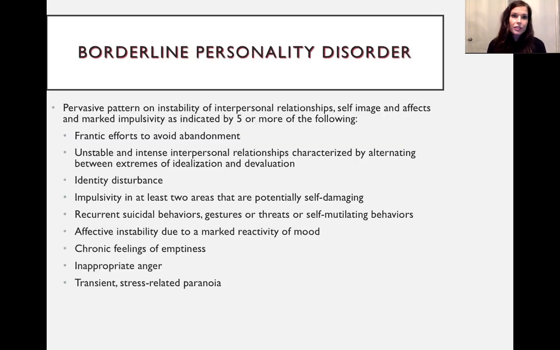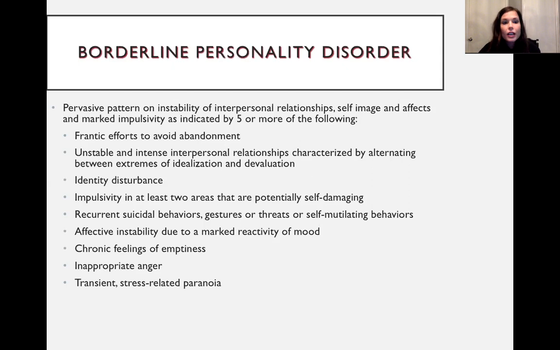All right, we're moving on to borderline personality disorder. Borderline personality disorder is a pattern of instability of interpersonal relationships and self-image that affects and marked impulsivity as indicated by 5 or more of the following: frantic efforts to avoid abandonment, unstable and intense interpersonal relationships characterized by alternating between idealization and devaluation. So they're either totally in love with the person or they hate them.